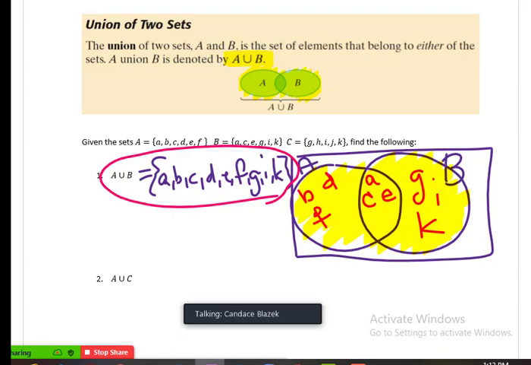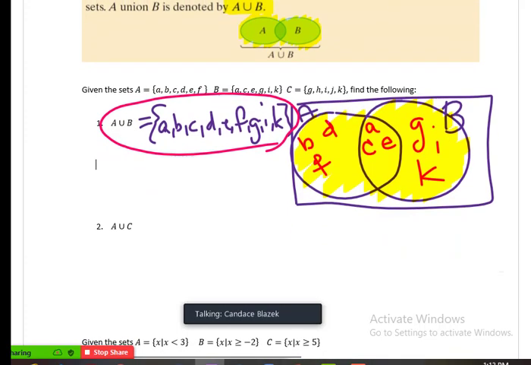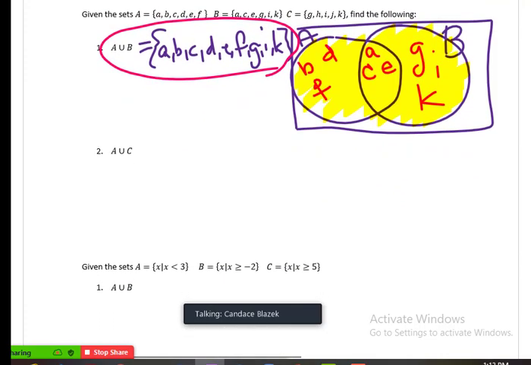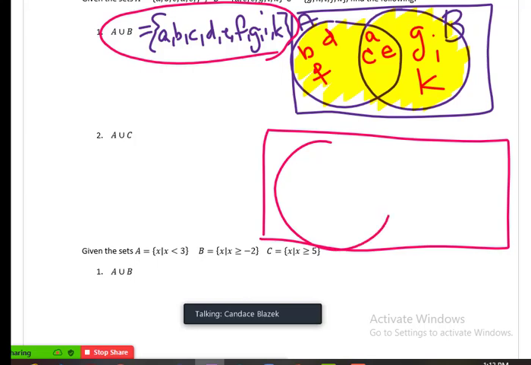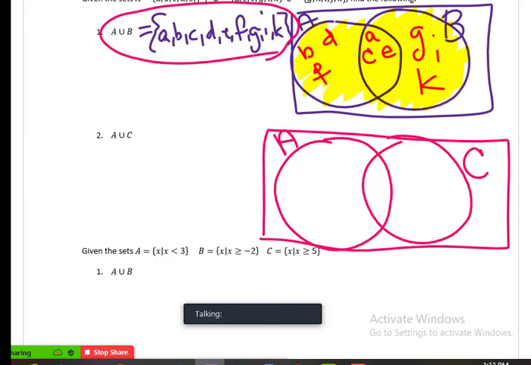Now, if we were to look at the next question, it says A union C. Okay, well, we can draw this one up as well. We already did these sets once. So here's A, here's C, and what I remember from A and C is they didn't have any elements in common. I can look at what we have up there as well. They do not have any elements in common. So this is all of F. There's nothing in the intersection. That's fine. G, H, I, J, K.